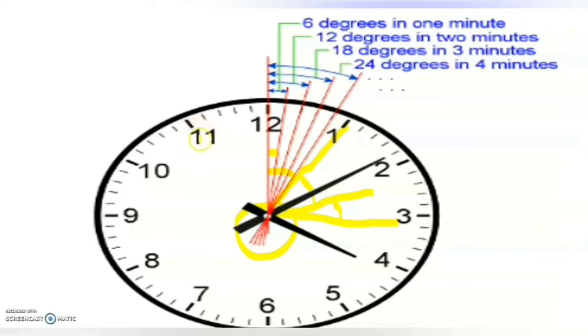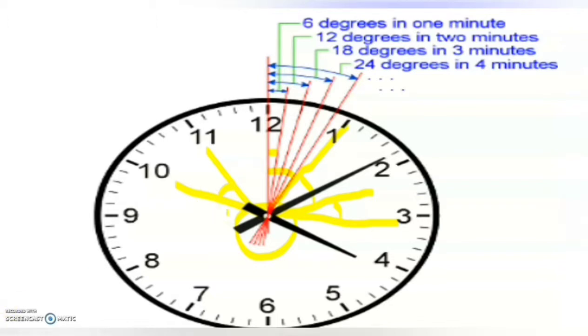Similarly, if one hand is pointing towards 11 and the other hand is pointing towards 10, then the angle between the two is again 30 degrees.